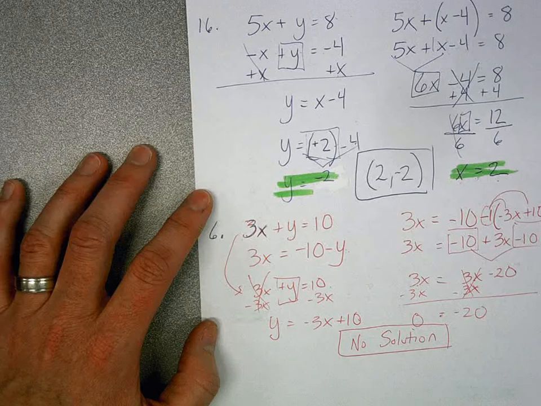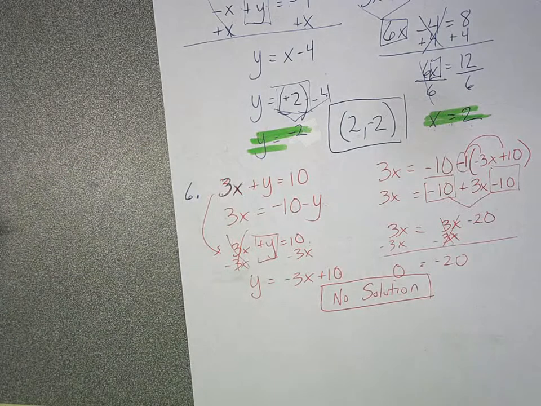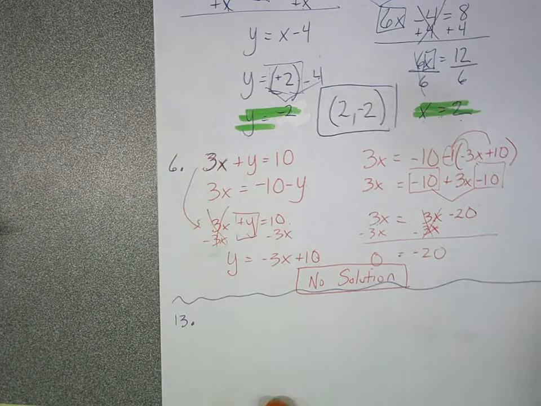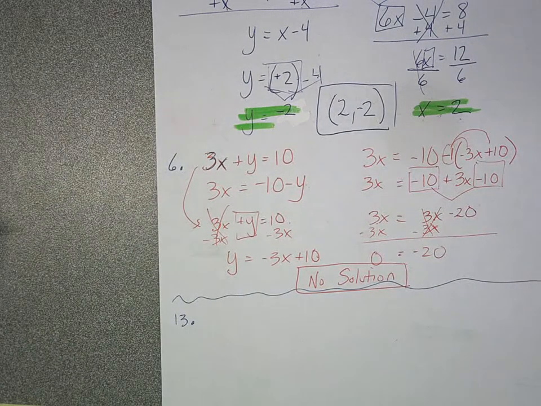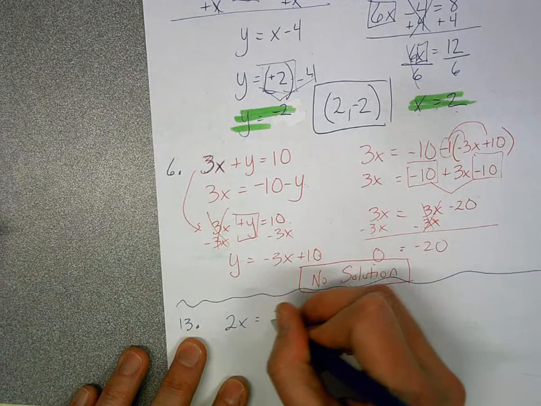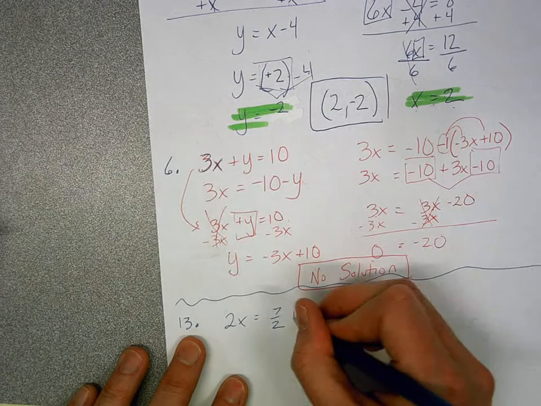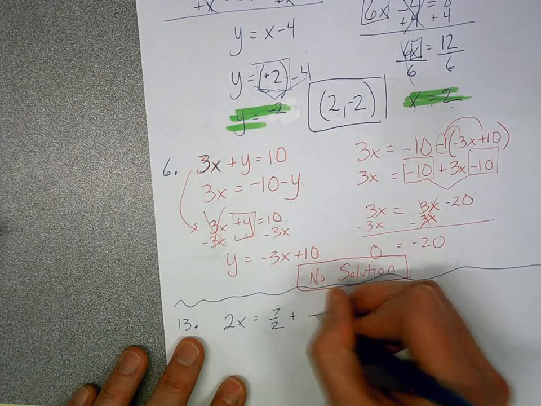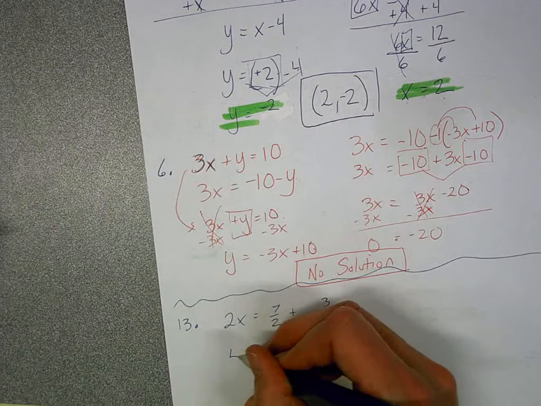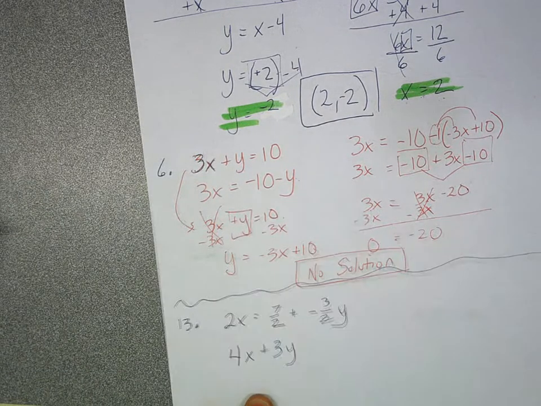Okay, I want to do one more with you guys, and then I'm going to let you try one. Let's take a look at problem number 13. Number 13, I have 2x equals 7 halves plus a negative 3 halves y. My other equation is 4x plus 3y is equal to 7.